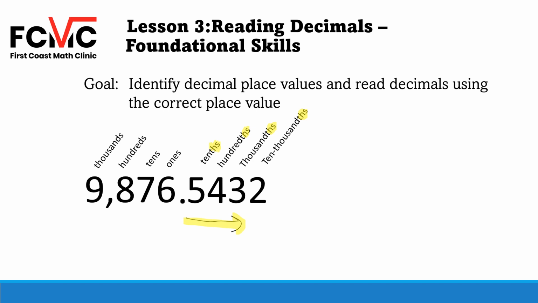If our value ends in something like thousand or hundred, it's going to be to the left of the decimal. If it ends in the TH, tenths, hundredths, thousandths, 10,000ths, it's going to be a decimal place value. So these are the names we're going to be using: tenths, hundredths, thousandths, 10,000ths, and we're going to pay attention to the rightmost place value to name our decimal. So let's get into some examples on specifically how we read our decimal using our place values.